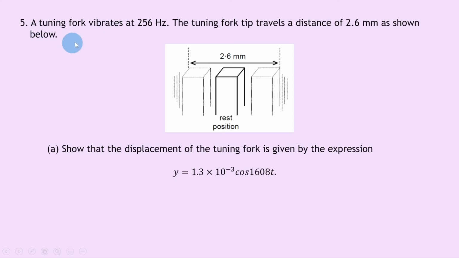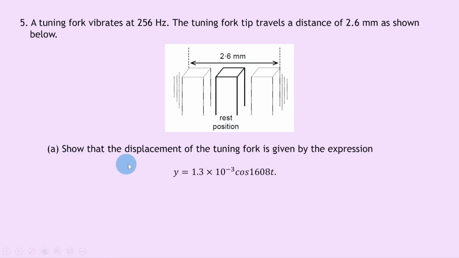Question 5 says a tuning fork vibrates at 256 Hz. The tuning fork tip travels a distance of 2.6 millimeters as shown below. So you can see the tuning fork tip in its rest position here, but it can move to the left and to the right as it vibrates, and that covers a total distance of 2.6 millimeters.